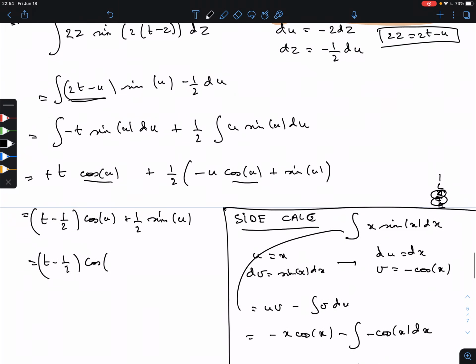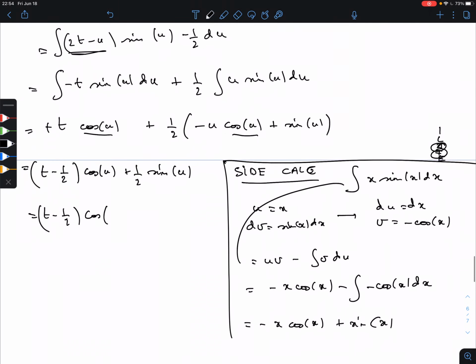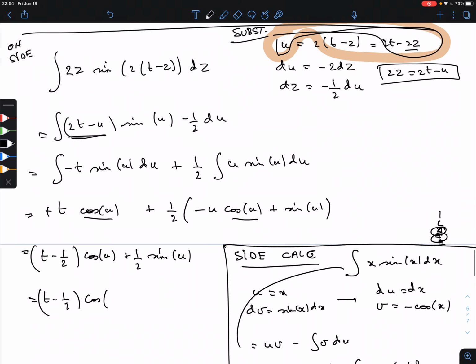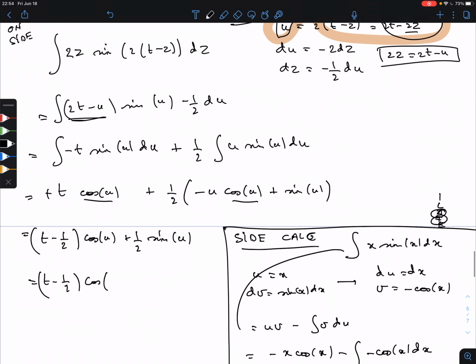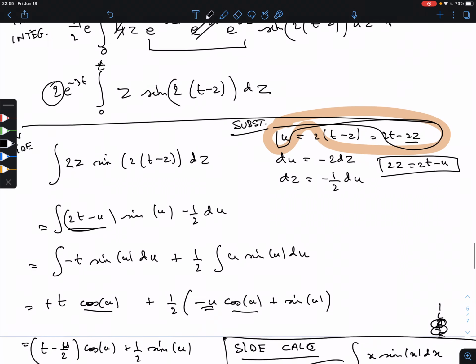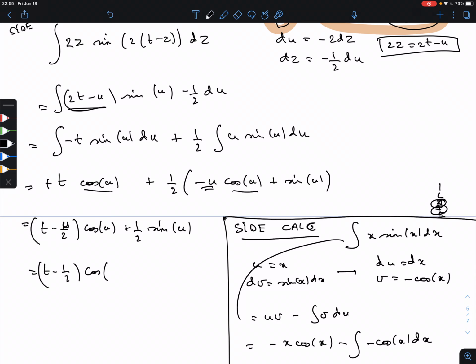Cosine, wait. I forgot my u here. There's a u here, sorry. T minus u over 2. I knew there was a u somewhere. Okay, t minus u over 2, and u was 2 times t minus z, sorry. So this is where I was almost wrong. So let me do this over again, okay.